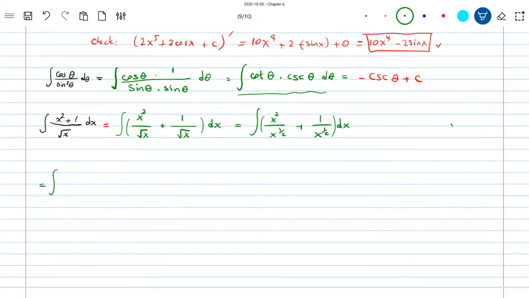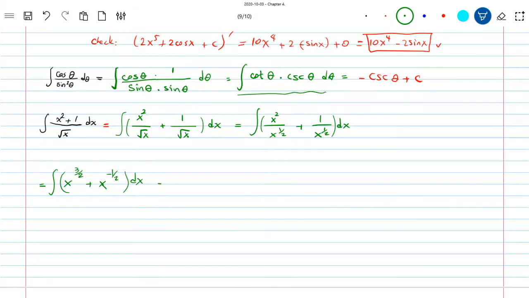Remember, if you have x to the power 5 divided by x cubed, what you get is x squared, because the difference 5 minus 3 is 2. So I'm going to do the same thing. 2 minus 1/2 gives x to the power 3/2, plus 1 divided by x to the power 1/2, which I can write as x to the power negative 1/2, dx. I haven't taken the antiderivative yet. This is not the integral.